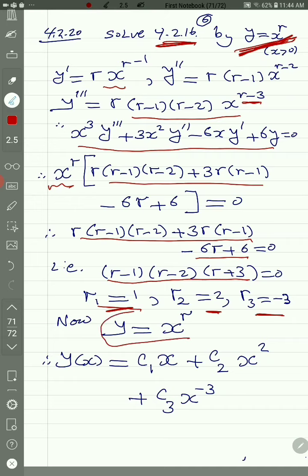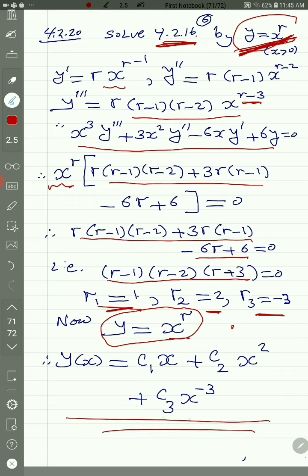So since we are using y equal x^r, be careful here. There is no t here, no t here. Be careful. So we have this one. Okay? So just x to the power 1, x to the power 2, x to the power minus 3, and this is the general solution.